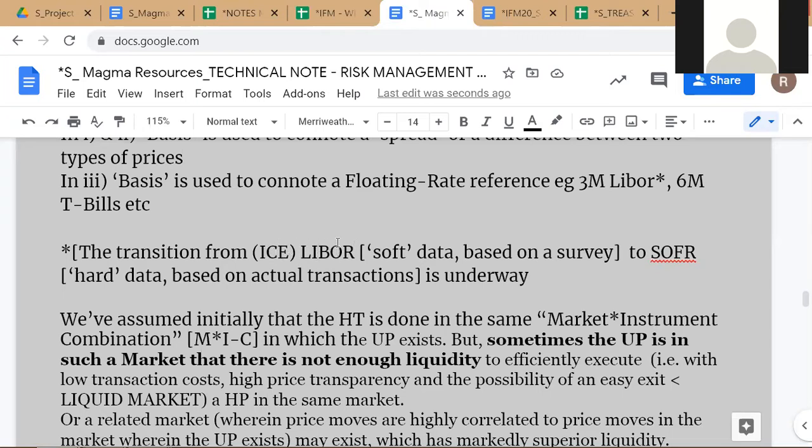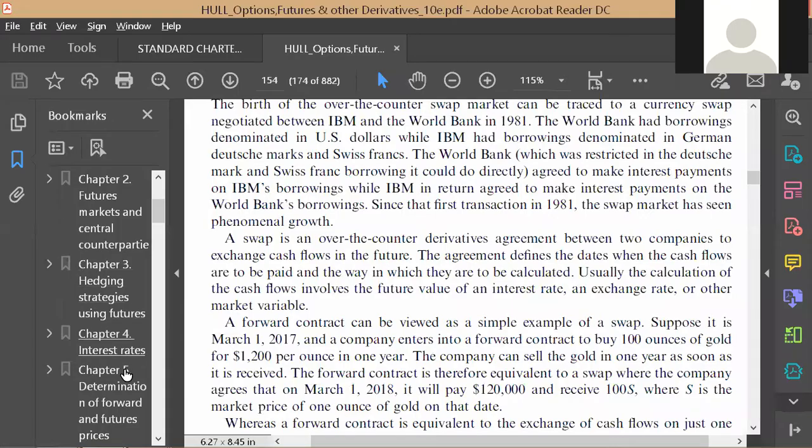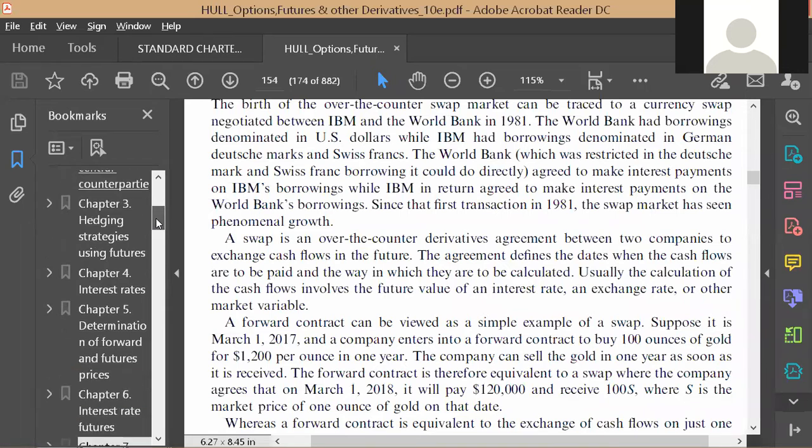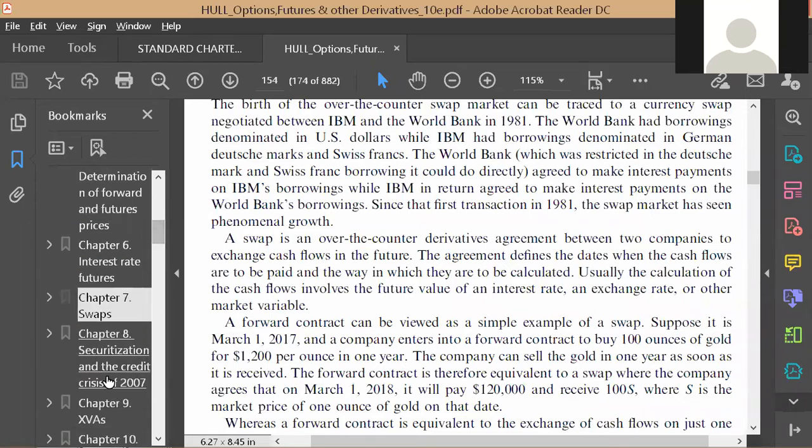They've tried to clean it up because there was a scandal here, and that's part of the reason why there's a shift happening to SOFR: people manipulated this information. You can read about it in chapter 8. Hopefully I've told you to look at this chapter 8, Securitization in the credit crisis of 2007.